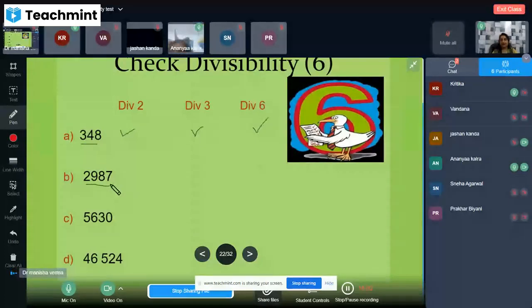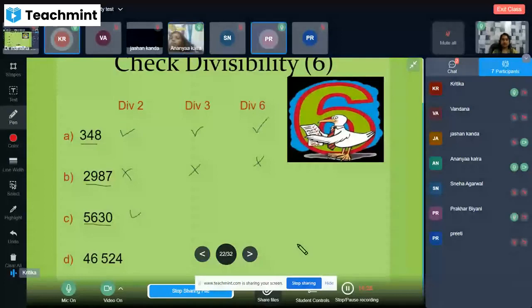Tell me whether this is divisible by 2 or not. No, ma'am, it is not divisible by 2. And what about 3? No, the sum is 26. This is not divisible by 6 as well. Okay, let's take this number. Is this divisible by 2?